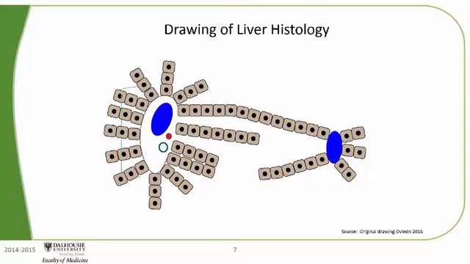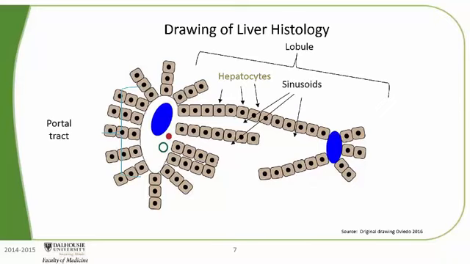Here on the left is the portal tract. This area here is referred to as the lobule. It contains hepatocytes and sinusoids. The beige boxes with round circles in the middle are of course the hepatocytes, which are the main type of cells in the liver. And this over here is the central vein. Let's go over these structures in more detail.